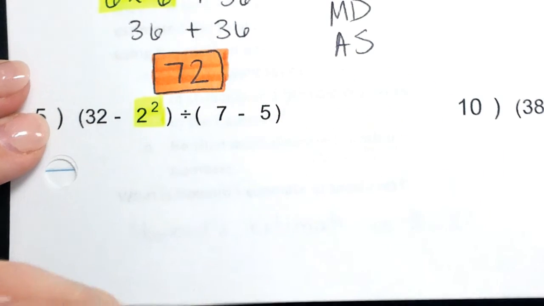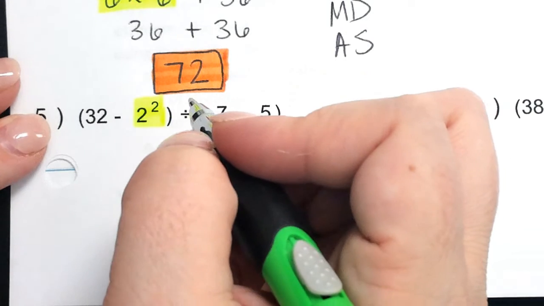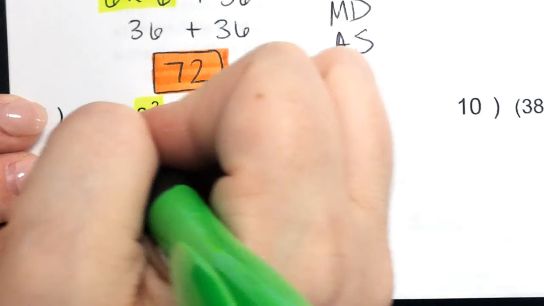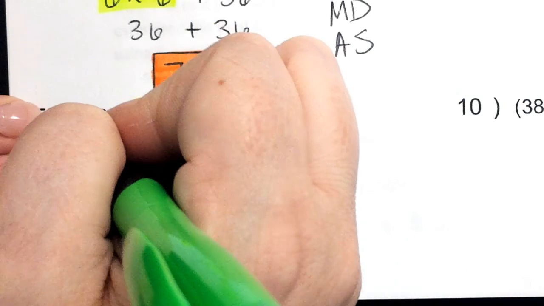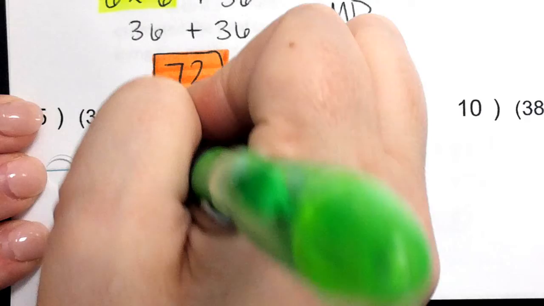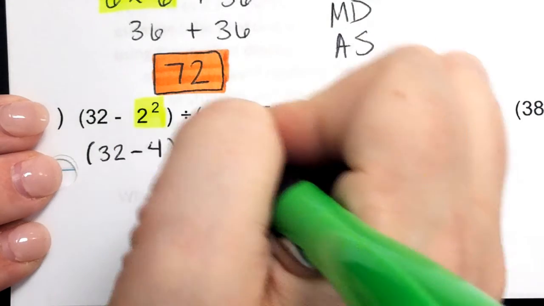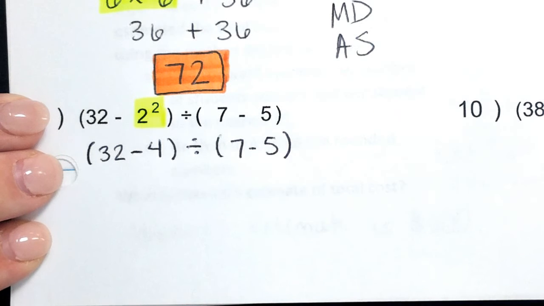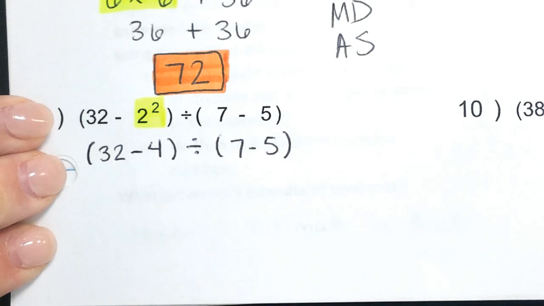So 2 to the second power means 2 times 2. What does that give me, Madison? 4. So I still have the parentheses here because I still have my minus sign in there. But 32 minus 4 in the parentheses divided by 7 minus 5 in the parentheses. Okay? Now what? Adrian? What are we going to do next?